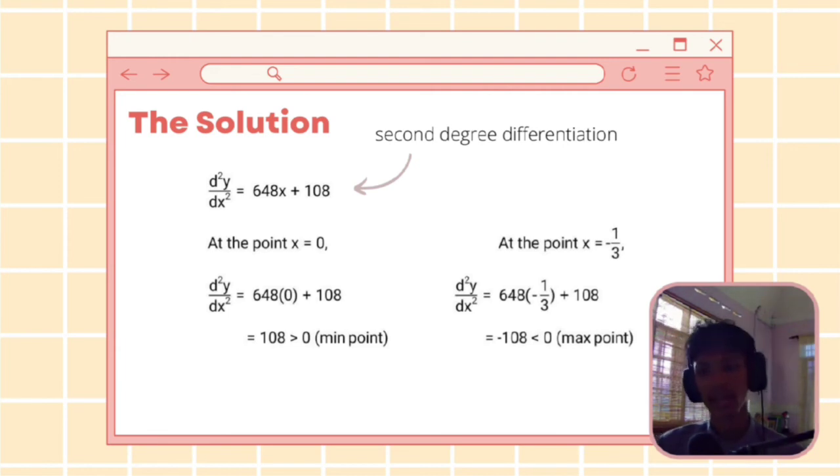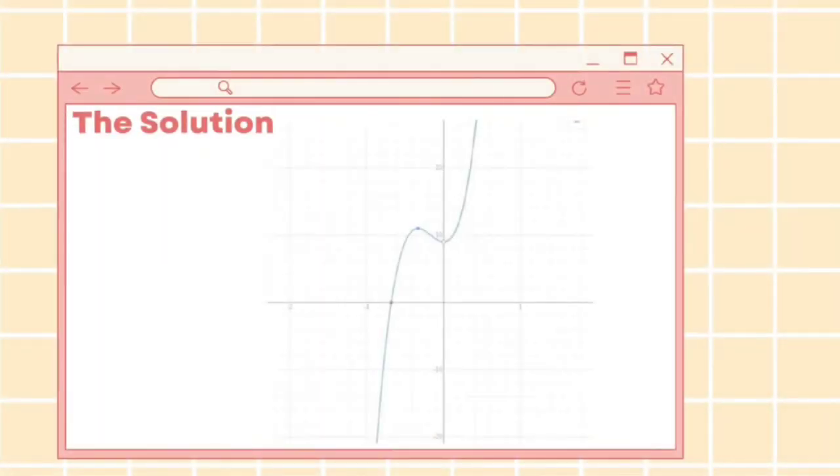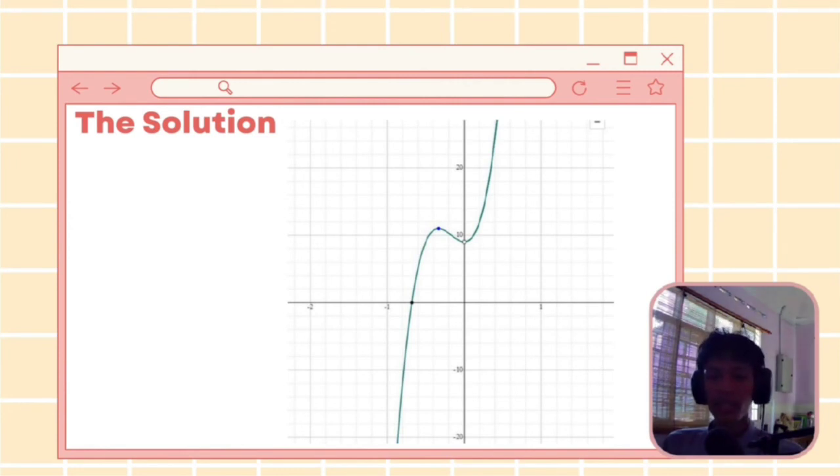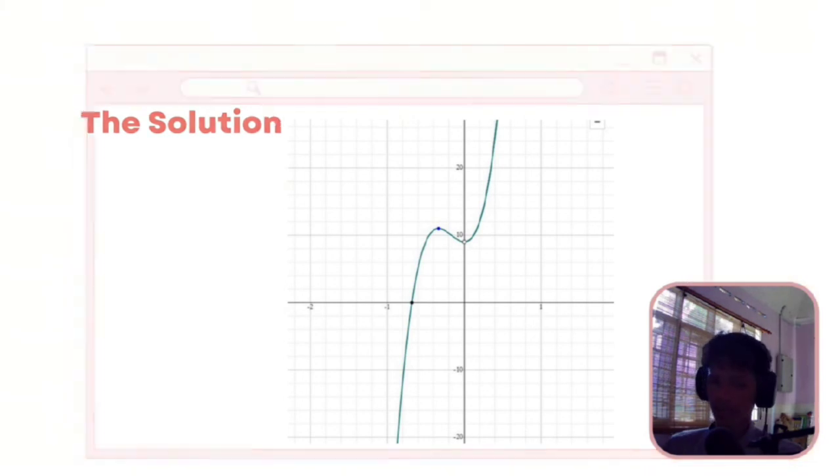And the next one, at the point x equals negative 1 over 3, 648 multiplied by negative 1 over 3 plus 108 is equal to negative 108. And as you can see, negative 108 is less than 0, so it's going to be the maximum point. Well, as you can see here, we already sketched the solution, and the graph diagram is like this.